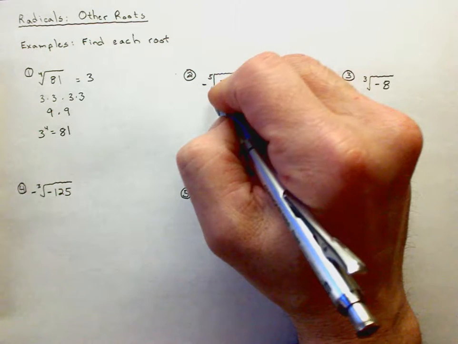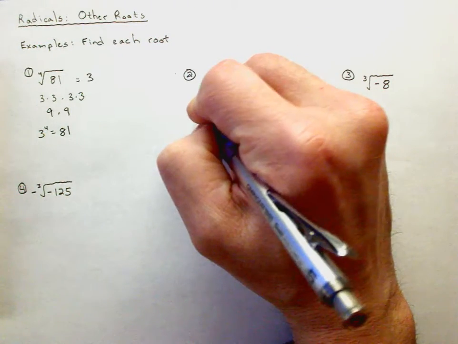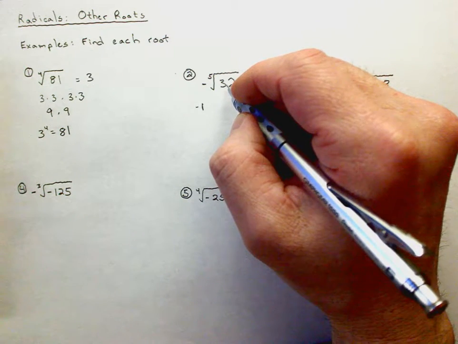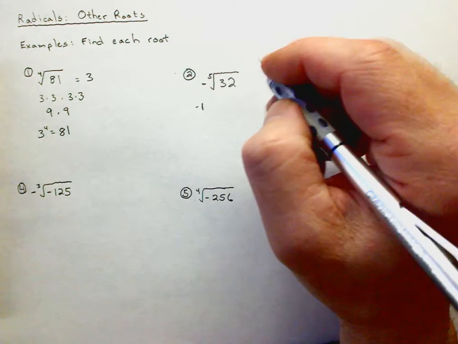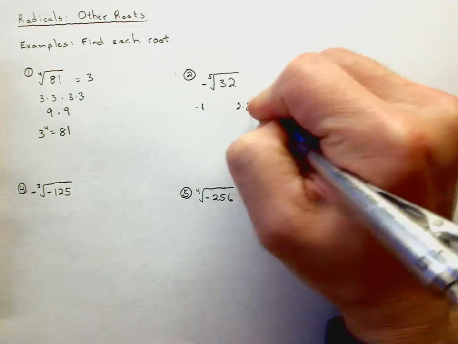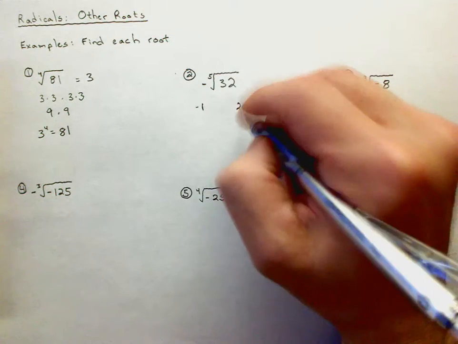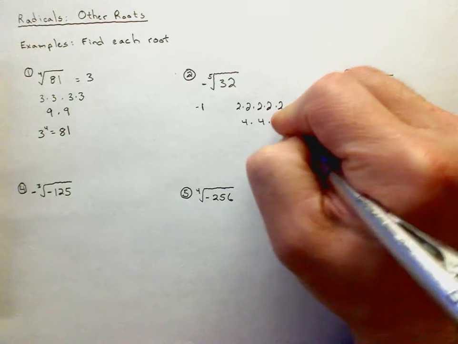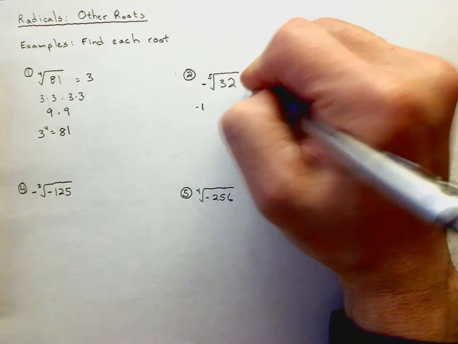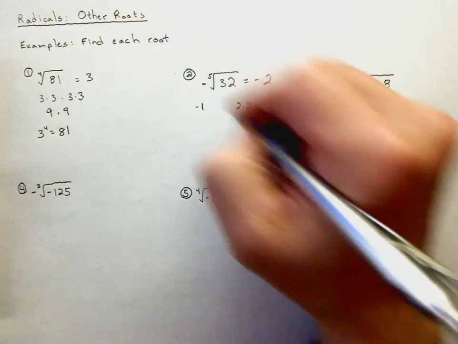Here I have a negative sign in front of my radical symbol. This is the negative fifth root of 32. I'm going to treat that as a negative 1, right? And I need to think of something times itself 5 times that equals 32. Well, let's look at 2. 2 to the fifth power. So 2 times 2 times 2 times 2 times 2. Well, 2 times 2 is 4, 2 times 2 is 4 times 2, well, that's 16 times 2. Well, that's 32.